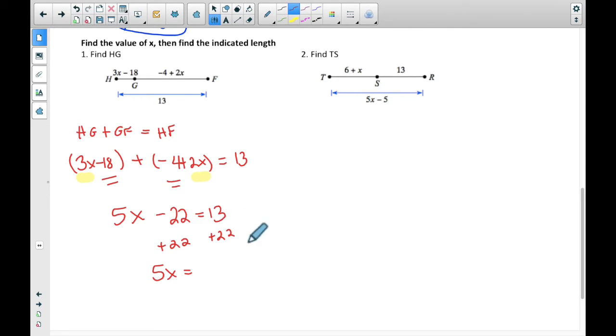And so 13 plus 22 is 35. Divide by 5, and I get 7.